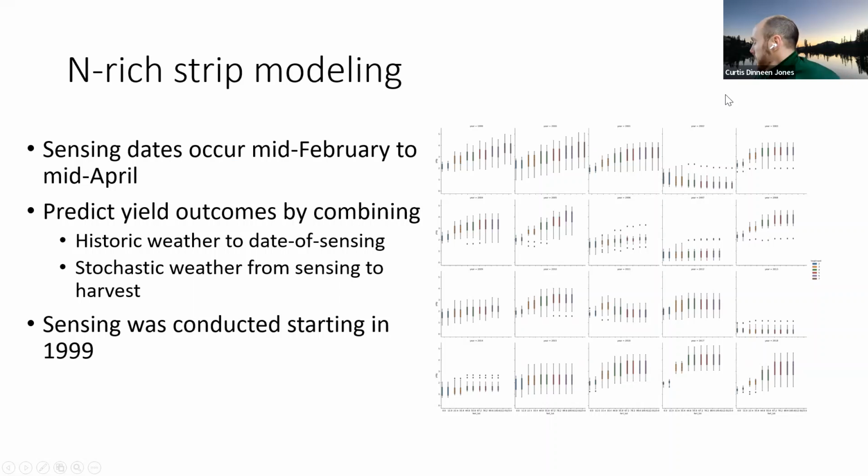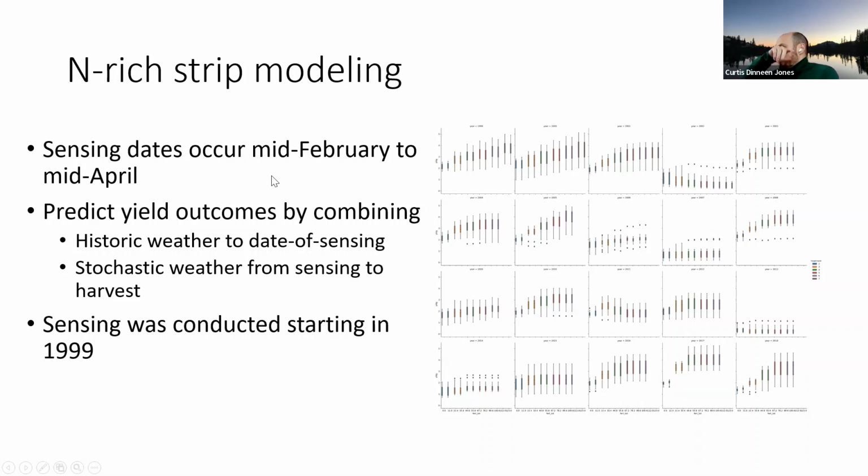But some of that could be explained by averaging of replicates as opposed to simulating overall averages. Now, the N-rich strip modeling itself: essentially the sensing dates occur during the spring, mid-February to mid-April.